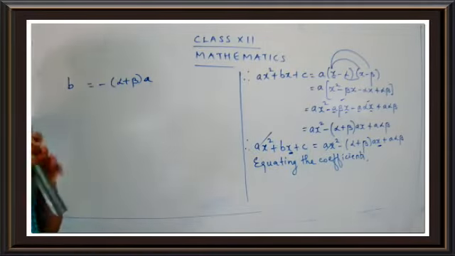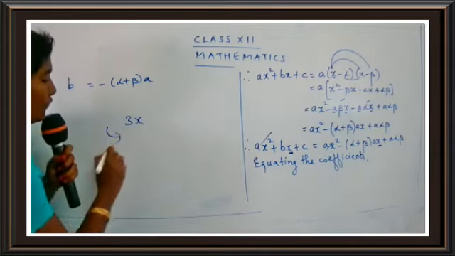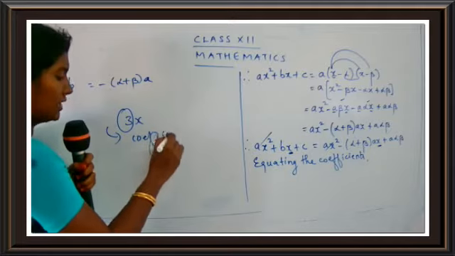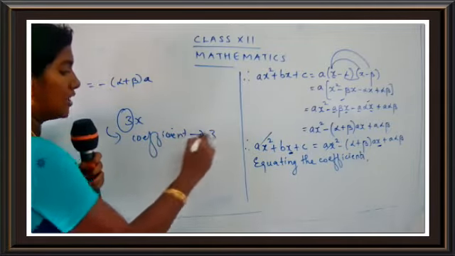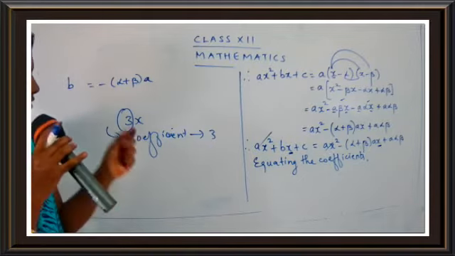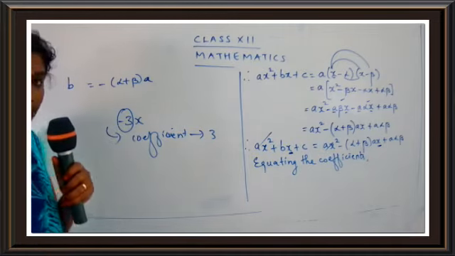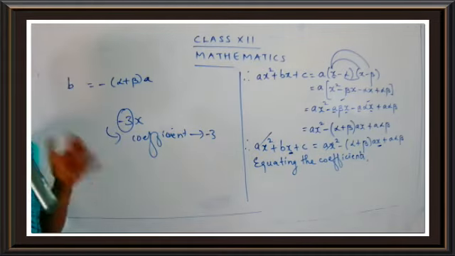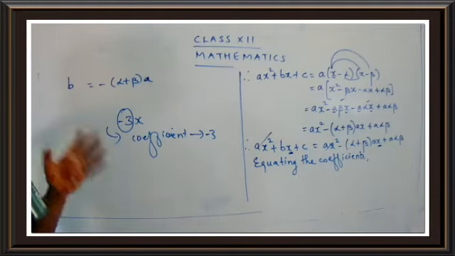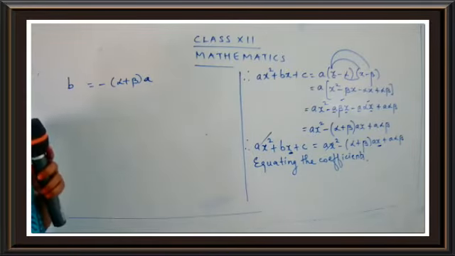Now what is the meaning of coefficient? If you have a term 3x, what is the coefficient of 3x here? The coefficient is 3, yes or no, children? That is the number that comes along with the variable. So what is the variable here? x is the variable. So what is the number here? 3. If you have minus 3, the coefficient will be taken as minus 3. So when you go for the coefficient, you have to go for the sign also.